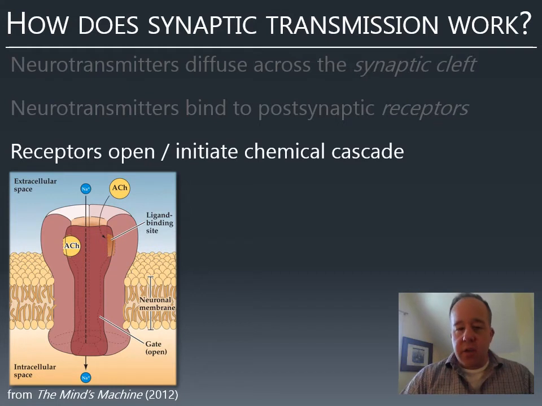In many cases, the receptor opens up. The receptor is itself an ion channel. Sometimes the receptor doesn't have a hole through it to let ions flow. Sometimes it starts a chemical cascade on the inside of the neuron. So those are both common ways for a receptor to change the status of the postsynaptic neuron. But in either case, it requires the binding of the neurotransmitter molecule.